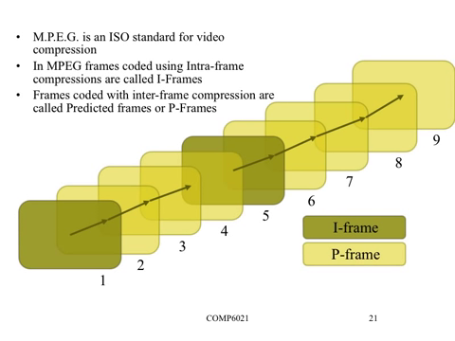So MPEG is an ISO standard for video compression. Flush with enthusiasm from the success of JPEG, the compression brains decided that we should try and do the same now for video and have a standard format for video compression. Because in the early days, video compression was all over the shop. There was a multitude of standards.